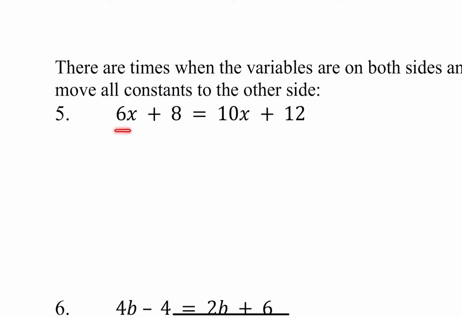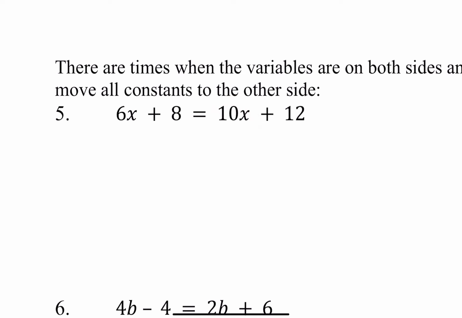So notice that both sides are already simplified. There are no like terms, so do that first. Now, what you want to do is pick a side for the x's and pick a side for the constants, the values that don't have a variable next to them. You can really choose whatever you want, but what I tend to do is move the x's to the side that has the larger variable coefficient.